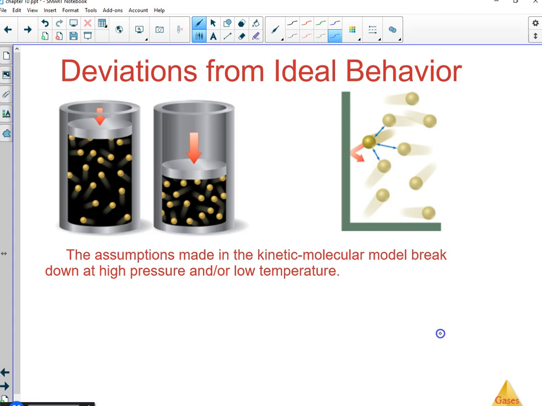The assumptions made in the kinetic-molecular model break down at high pressure and/or low temperature. If you think about this, the more I squeeze these molecules together, the closer they become to a liquid. Because a liquid is just when molecules are really close to each other, right? They can still move, but they're real close. And if I keep pressurizing this even more, eventually they become a solid. And we know liquids and solids do not behave like gases, correct? So any condition that would make the gas become closer to a liquid state is where we deviate from an ideal gas.